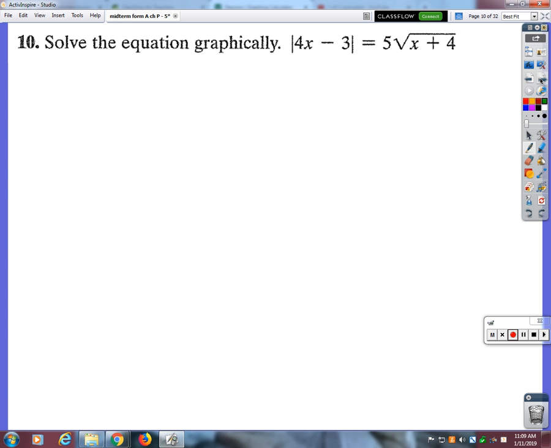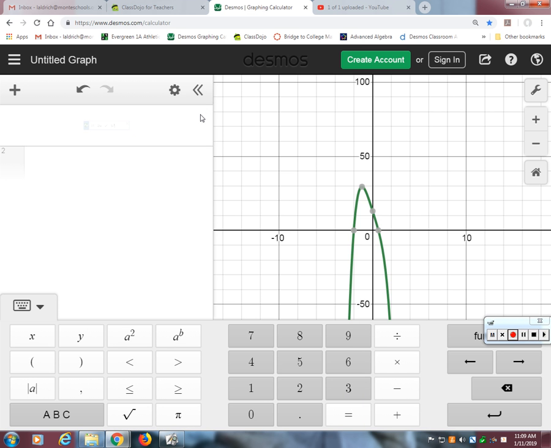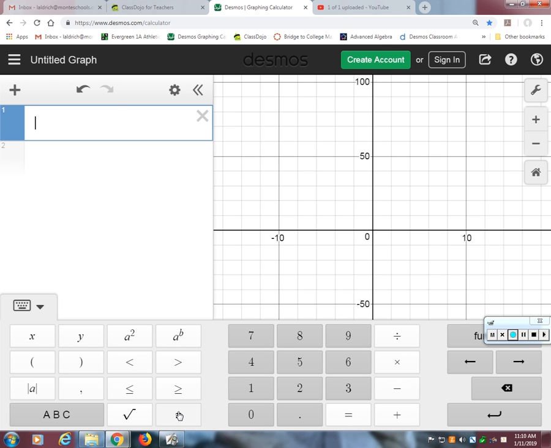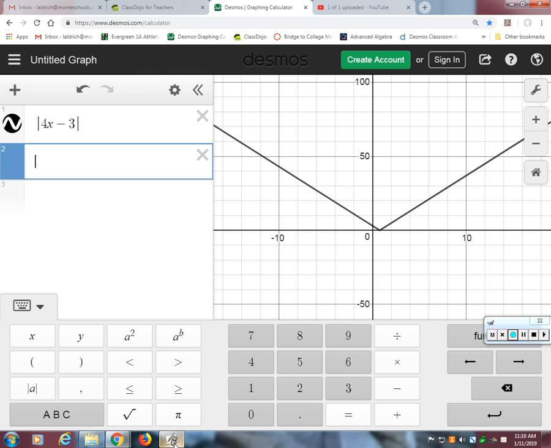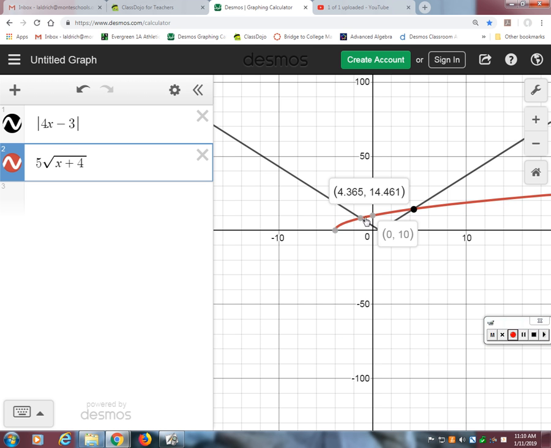And so we'll go through the answers to your test next week when everybody's back. But to solve this graphically, I just need to go absolute value of 4x minus 3. And then I have to do 5 times the square root of x plus 4. And all I'm looking for is the x values where those two graphs cross. And so what's that?